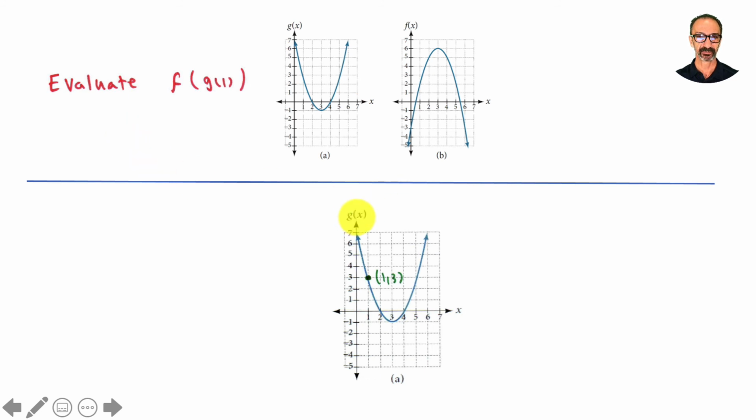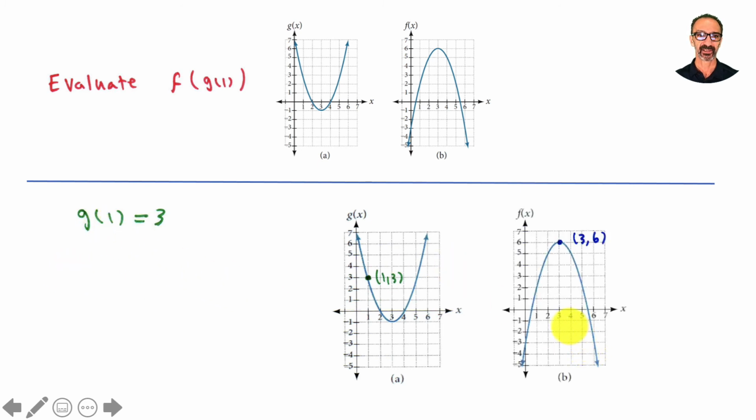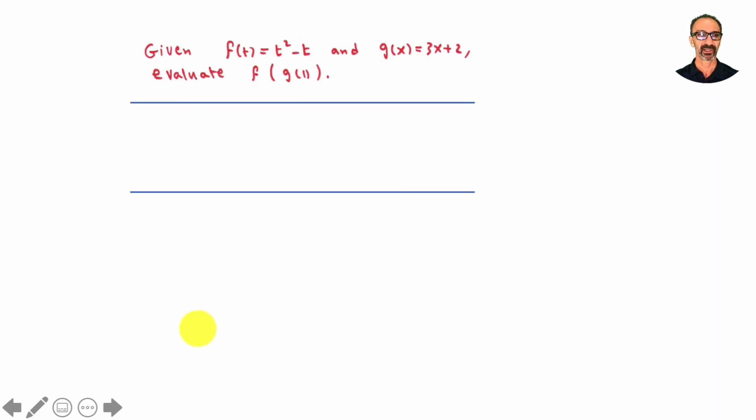This is my g. I'm locating the 1, and the output is 3. Now g of 1 is 3. I take 3 in the function f, that's my input for the function f, and reach out to read its output, which is 6. f of 3 is 6. 1 took me to 3. 3 under the function f took me to 6, and that should do it.